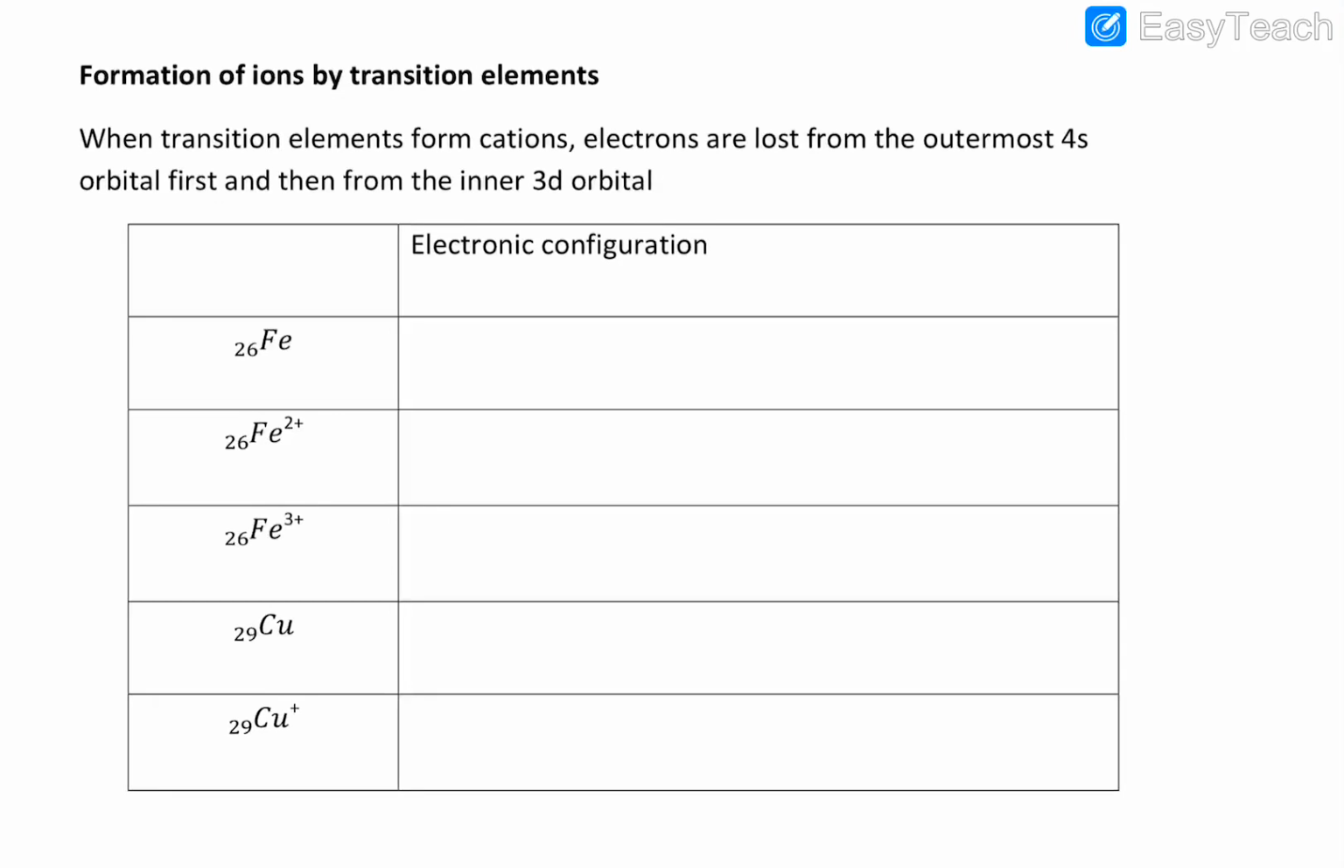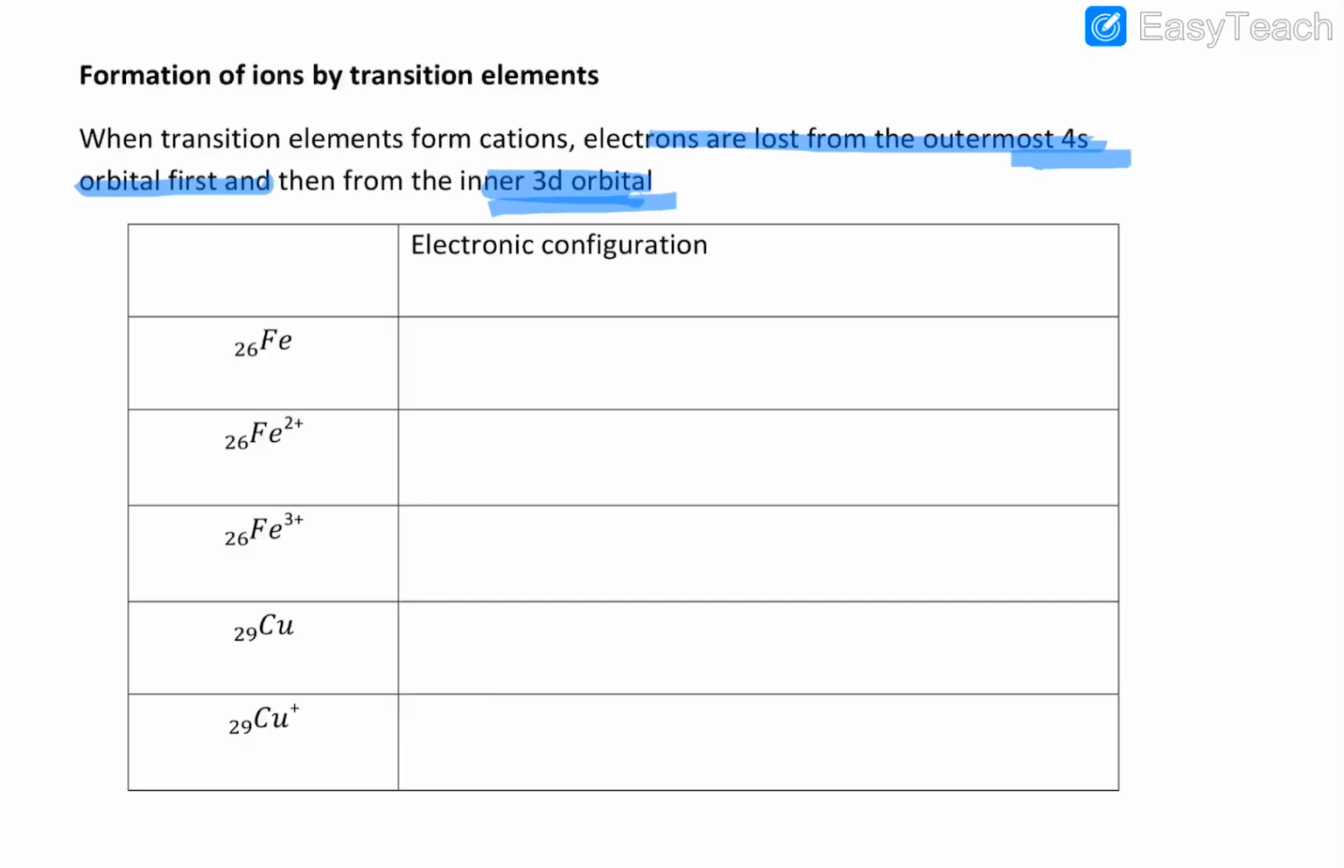Now, formation of ions by transition elements. When transition elements form cations, because they are metals, they will lose electrons. Electrons are lost from the outermost 4s orbital first, then from the 3d orbital. When we fill, we fill in 4s first, and then 3d. But when electrons are lost, they are lost from the 4s first and then from the 3d.